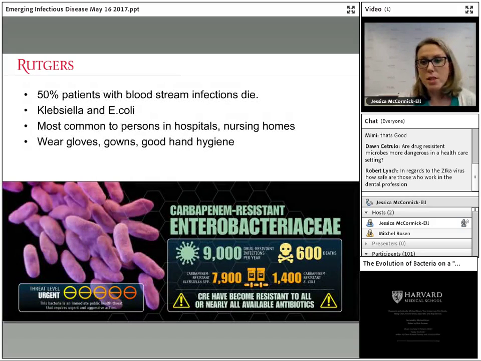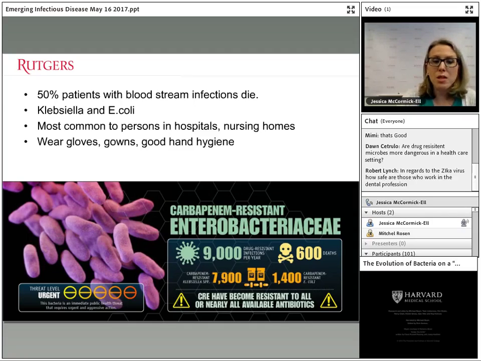The next one is really a scary bug. This is carbapenem-resistant Enterobacteriaceae. This includes Klebsiella and E. coli, both of which are mostly a concern in shedding of stool. That's really going to be a major issue. It leads to maybe a contamination of a bathroom, and people can share bathrooms or have improper hand hygiene. And so it's spread that way.